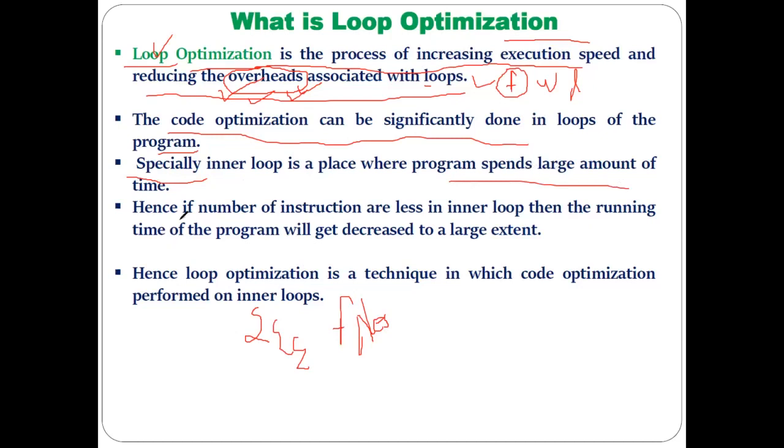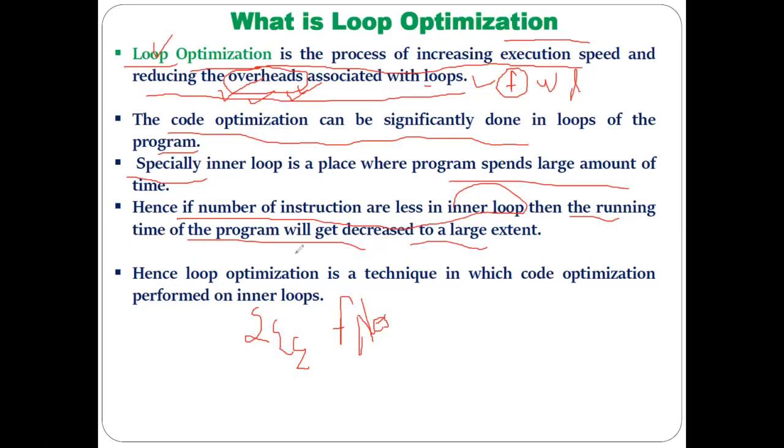If the number of instructions in the inner loop is smaller, then the running time of the program will decrease to a large extent. So through loop optimization, the compiler tries to remove the unnecessary instructions from the inner loops. If we remove such instructions from the inner loop, the final output of the program will not change, but the running time of the program will be reduced.